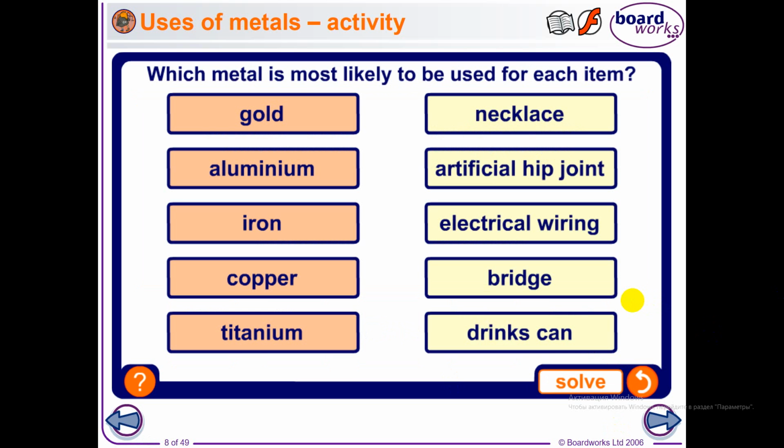Which metal is most likely to be used for each item? For example, gold. You can use it for a necklace. Aluminium for a drinks can. Iron for a bridge. Copper for electrical wiring, and titanium for an artificial hip joint.